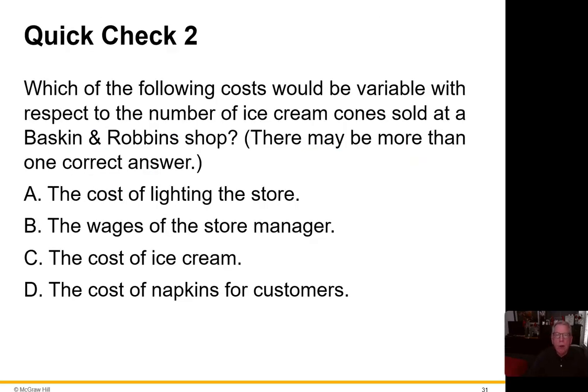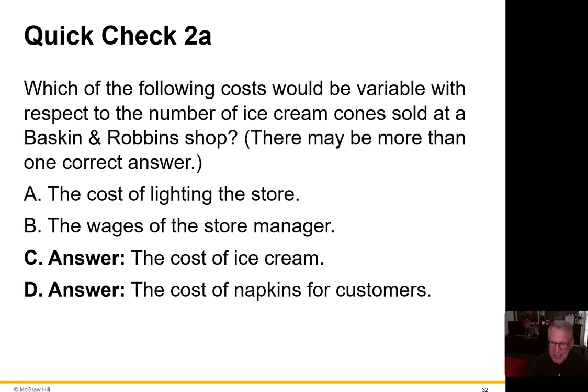Okay, which of the following costs would be variable with respect to the number of ice cream cones sold at a Baskin-Robbins shop? There may be more than one correct answer. Okay, which would be variable? The cost of lighting of the store, Alpha. Bravo, the wages of the store manager. Charlie, the cost of ice cream. And Delta, the cost of napkins. I think it's going to be Charlie and Delta.